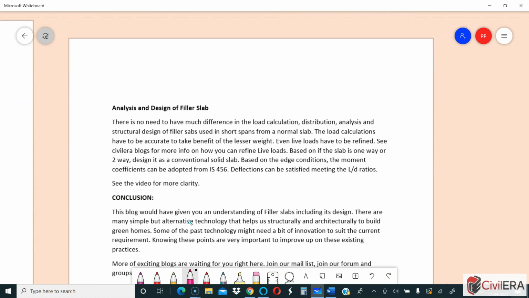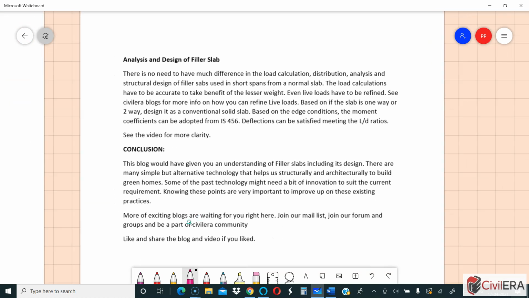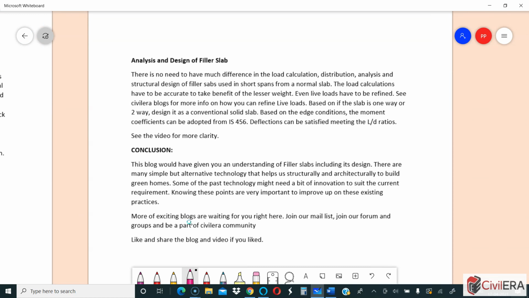So, analysis and design of filler slab: we will quickly mention that there is no need to have much difference in load calculation, distribution, analysis, and structural design of filler slabs used in short spans from a normal slab. The load calculations have to be accurate to take benefit of the lesser weight. If you don't make use of the lesser weight's benefit, then you may over design that. Even live loads have to be refined.